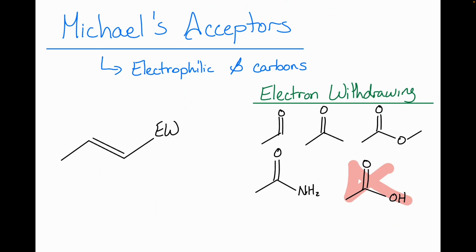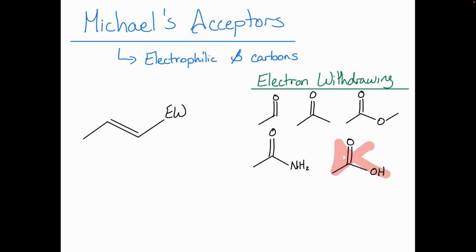Carboxylic acids have protons that are even more acidic than our aldehydes and ketones, and so they wouldn't be able to survive under basic conditions. All right, and then the other two are a little bit oddball. They don't have these carbonyl groups. The first one is a nitrile group, which we said behaves surprisingly similar to carbonyl groups.